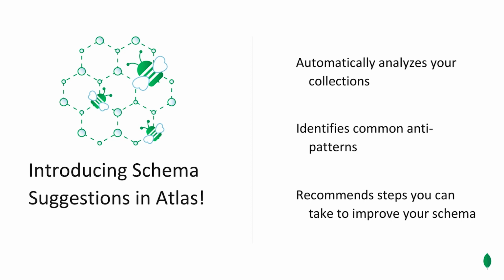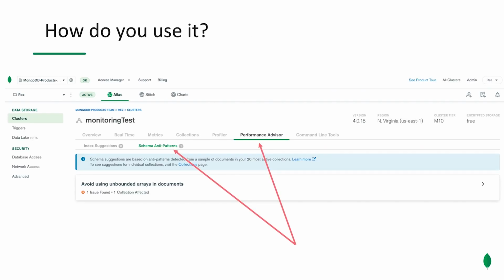So let's talk through how you use the tool. I'm going to show you a series of screenshots first, and then I'm going to dive into Atlas for a few minutes and show you how the tool works. So how do you use it? Schema suggestions can be found in Performance Advisor under the Schema Anti-Pattern tab, as you can see from the red arrows.